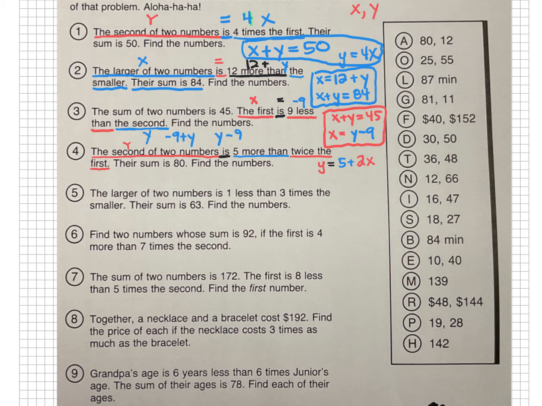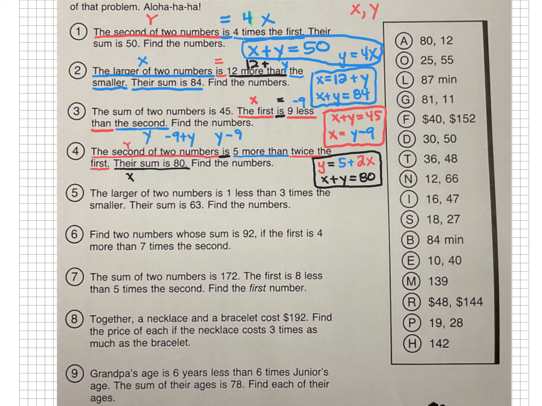And then that easy part. Their sum is 80. x plus y equals 80. When you add them together, you get 80. So there's the two equations for number 4.